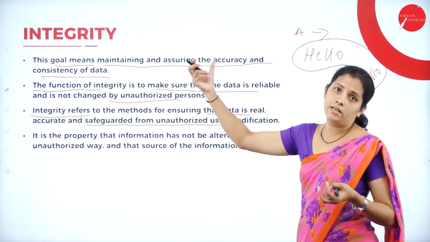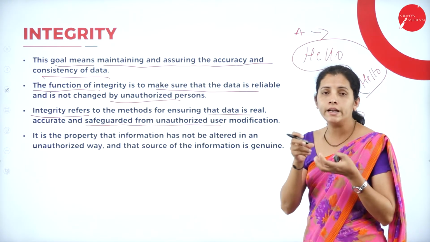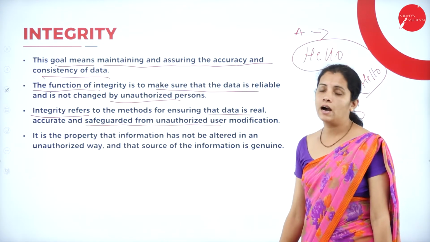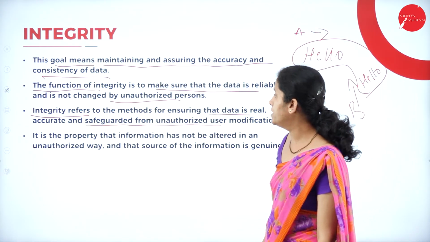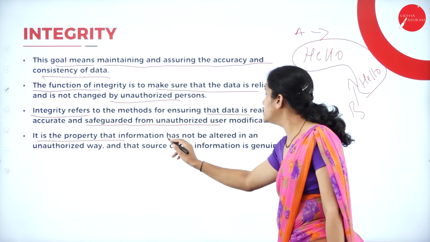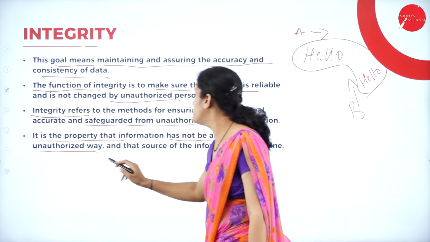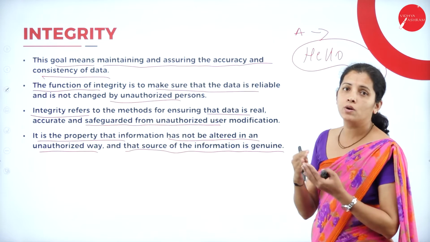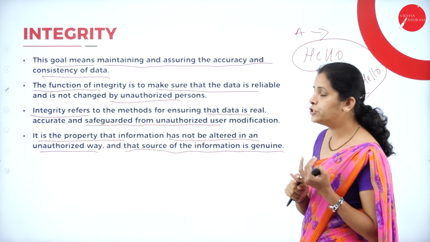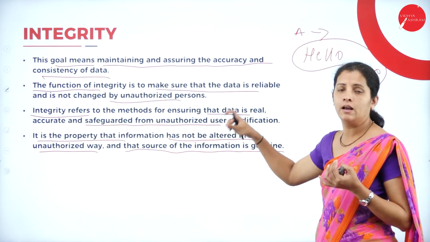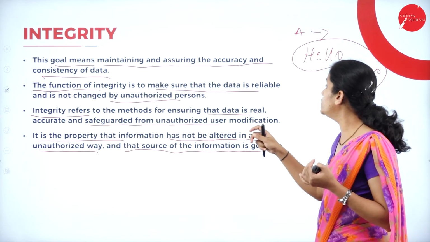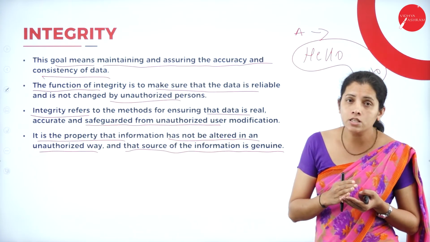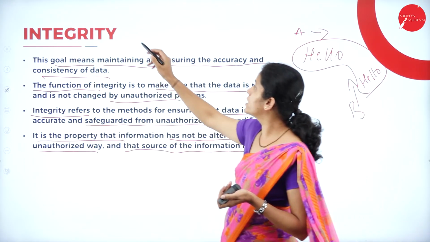So here integrity is required in order to ensure that whatever data we received is real, accurate, identical, and safeguarded from unauthorized user modification. It is the property that information has not been altered in an unauthorized way and that the source of information is genuine. That means in network security, we use integrity to ensure this property of information, that the data we have is not altered by an unauthorized user and that whatever data we received is genuine. For these reasons, we require integrity.